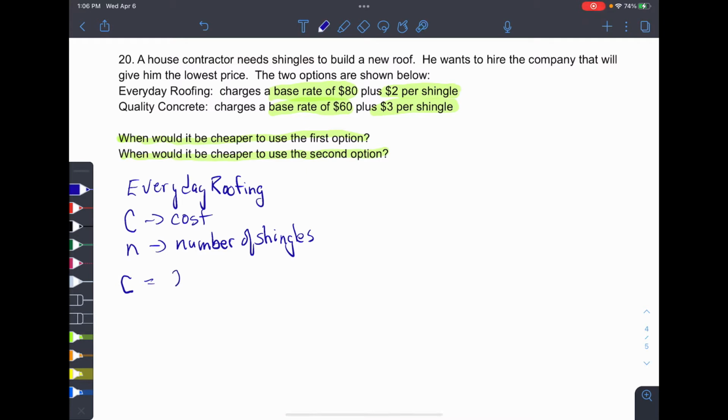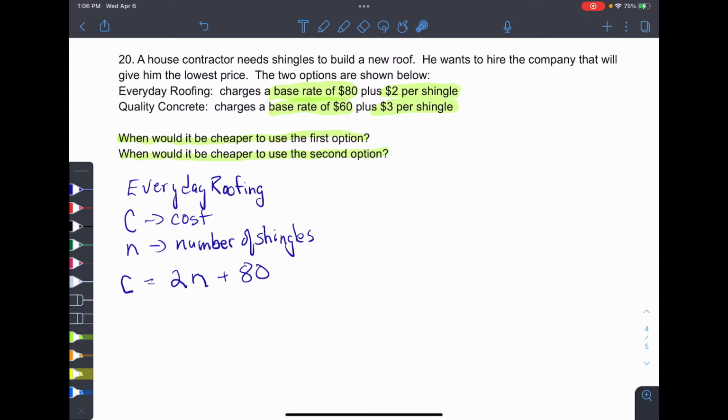If it costs $2 per shingle and we use N number of shingles, remember N is just a variable, it takes on numerical values. This 2N is exactly how much we would pay for N shingles. But there's more. Just for Everyday Roofing showing up, even if they don't put in any shingles, they're going to charge us $80. So that comes from this base rate here. So we have this equation, which gives us the cost of hiring Everyday Roofing dependent on the number of shingles.